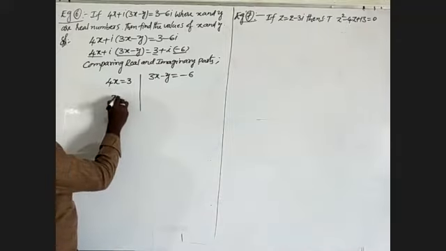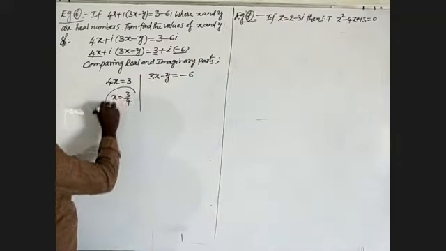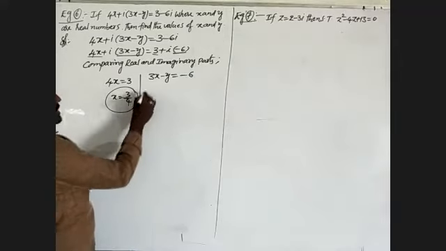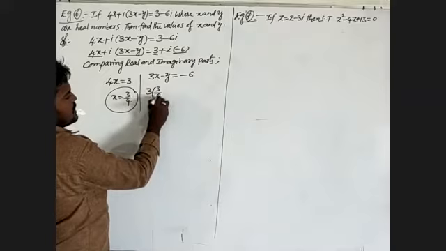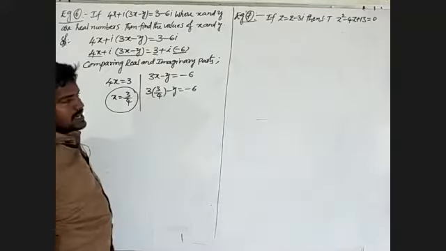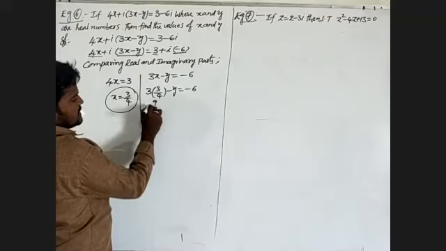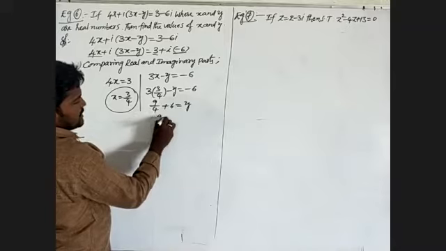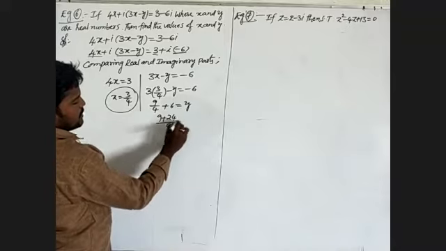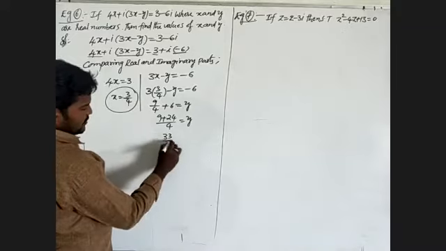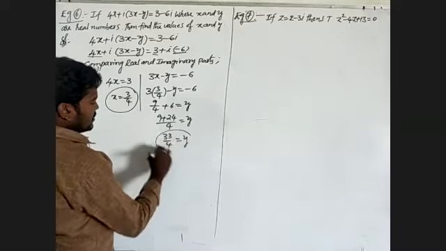Where 4x is equal to 3 means x is equal to 3 by 4. We observe x is equal to 3 by 4, substituting in this one: 3 into 3 by 4 minus y will become minus 6. Minus y moves to that side as plus, so 9 by 4 plus 6 is equal to y. 9 plus 24 by 4 will become y, that means 33 by 4 is equal to y. This is the value of y.